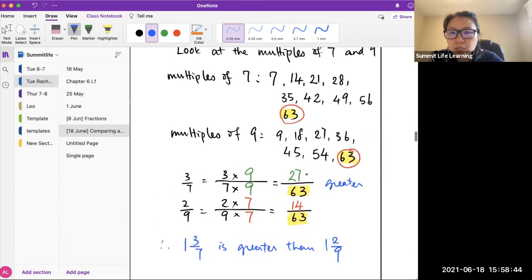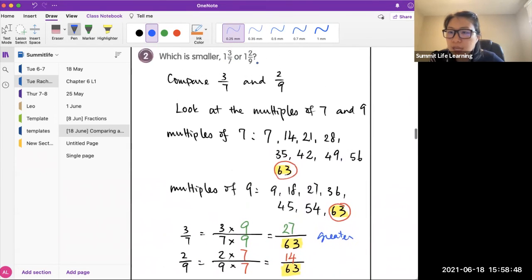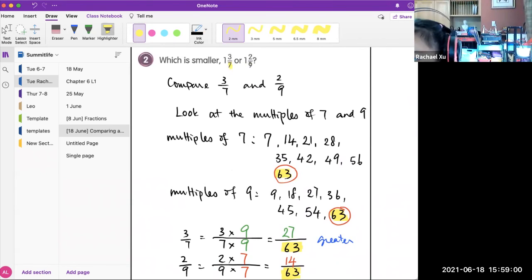Okay, now this part is the most important part in this lesson. You need to pick the same denominator. Okay, so Rachel, there is one important thing I need to remind you. Have you learned what prime numbers are? Yes or no? No. No, okay.